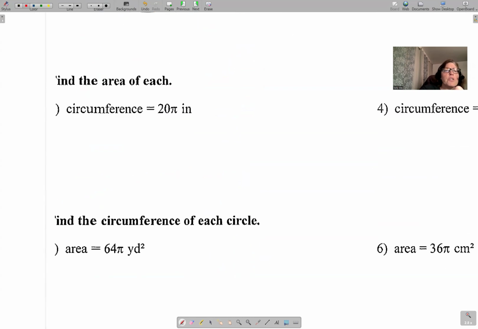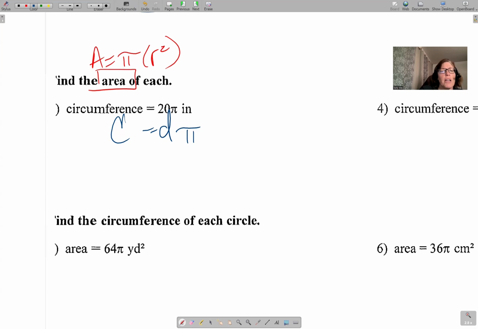You're given the circumference, you need the area, and remember apple pie is really, really good. You're starting with circumference, so it's C equals d pi. So if d pi equals 20 pi, you take it from there, you solve for the diameter, solve for the radius, solve for the area.